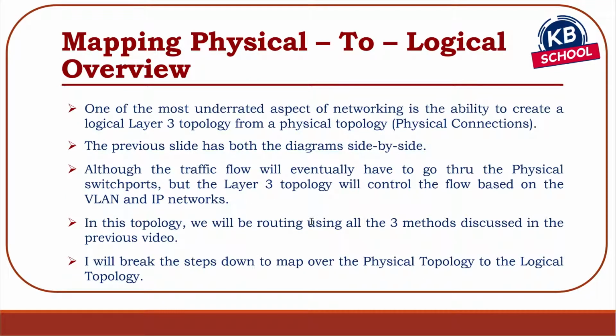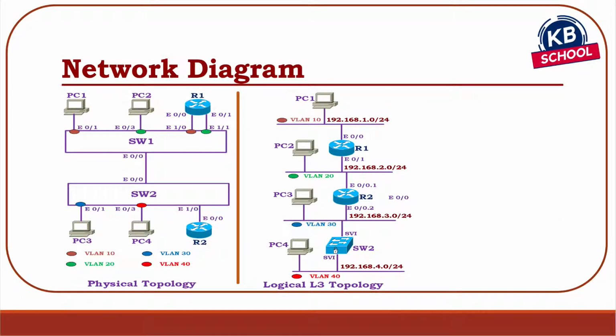All right, although the traffic flow will eventually have to go through the physical switchboard, the layer 3 will control it. So for example, let's say PC1 over here wants to talk to PC2. There are 2 ports on the switch, but if you take a look at the logical topology, PC1 is in VLAN 10 in this subnet, and PC2 is in 192.168.2.0. So PC1 and PC2 cannot directly talk to each other like that. So what has to happen is it will flow along the logical path, doing an ARP for the default gateway, going to router 1's E0/0 interface, so the traffic will flow like this into the router.